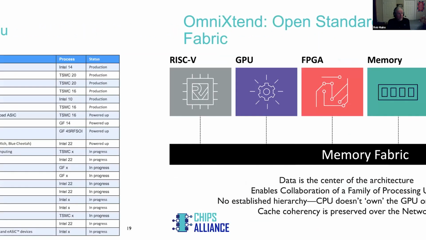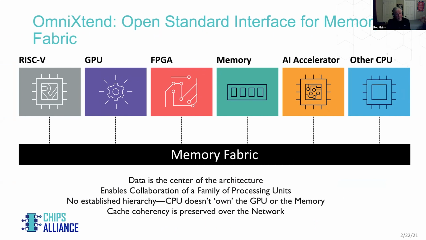Another area that CHIPS Alliance is working on is called OmniExtend. Basically, this is a cache coherency protocol that we're working on with Western Digital and other participants, and RISC-V as well, which effectively is to make the data center the center of the architecture. Enables collaboration of the family of different processing units. So you can have a RISC-V, you can have a power core, GPU, FPGA, all types of different things as part of this. So there's really no established hierarchy, and the cache coherency is preserved over the network.